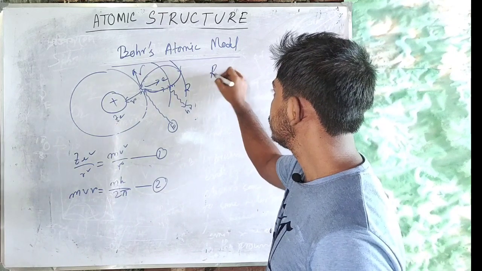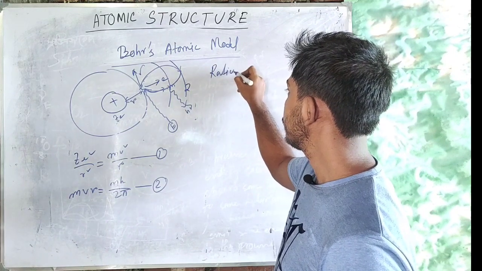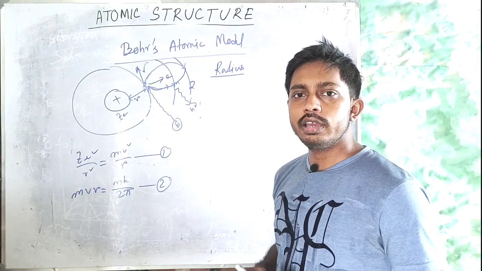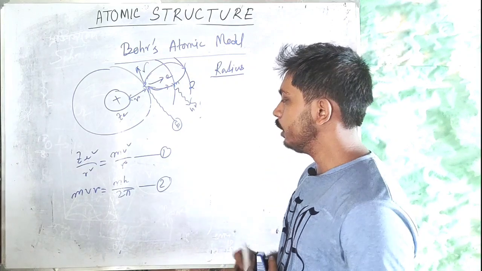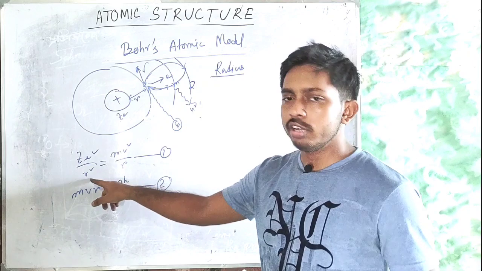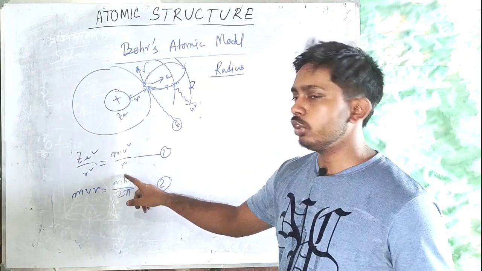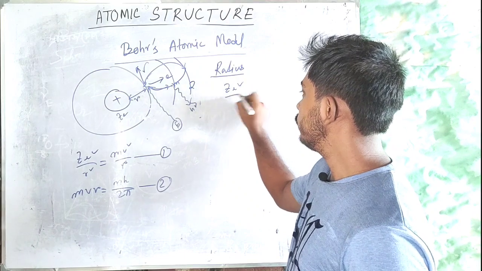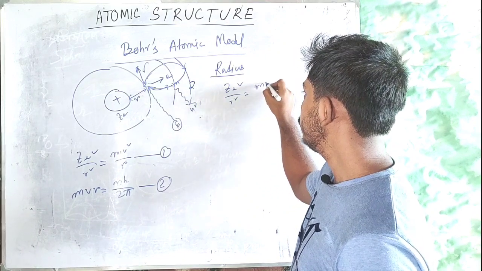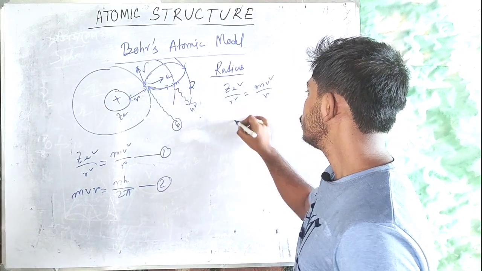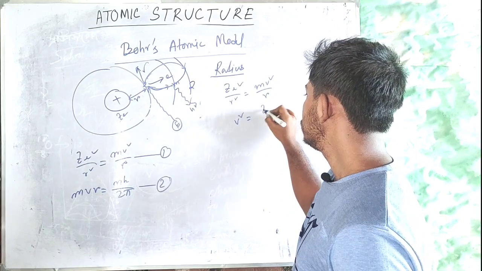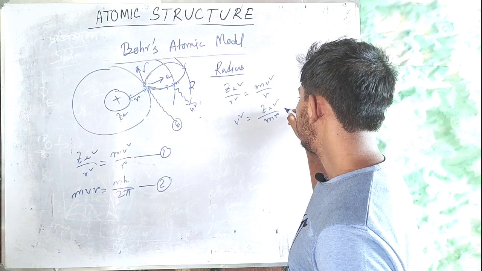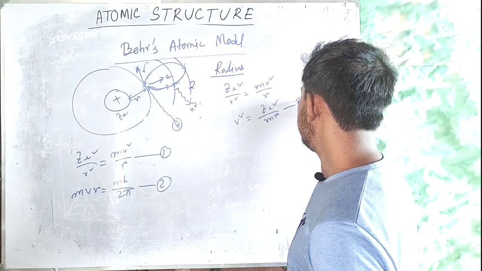So, radius. Earlier we have seen that in any Bohr orbit, the Coulombic attraction force will be equal to the centrifugal force of an electron. So Ze²/r² will be mv²/r. So v² will be equal to Ze²/mr. We are writing this equation as equation 3.